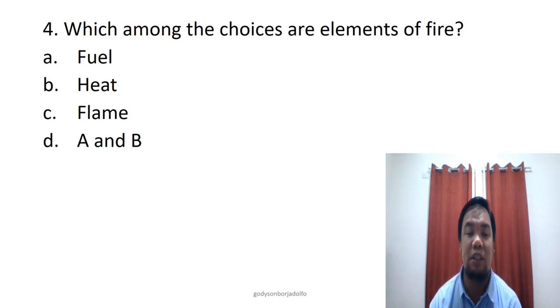From the choices, going back to the elements of fire, the following are the elements of fire: fuel, heat, and oxygen. So A and B are the elements of fire. So C actually is not an element of fire but a byproduct of fire. And D, the choices A and B are correct. So the best answer here is letter D, A and B.